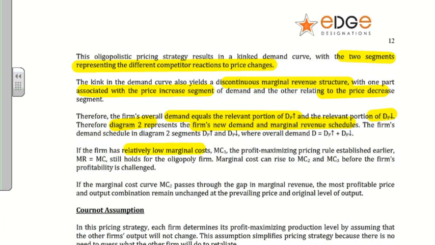If the firm's got low marginal costs, MC1, which is the profit maximizing pricing rule we spoke about earlier, where marginal revenue equals marginal cost, that's the best place to be. Yes, that'll still hold true for an oligopoly. If the marginal cost curve goes through the gap in marginal revenue, what's the best place to be? The most profitable price remains unchanged, at the prevailing price and original level of output.